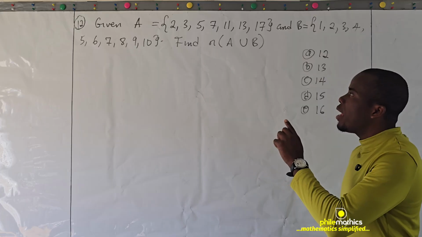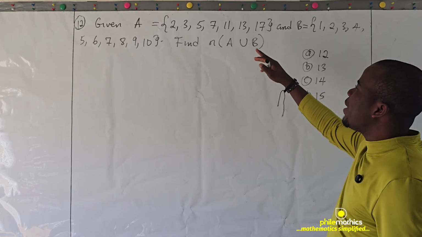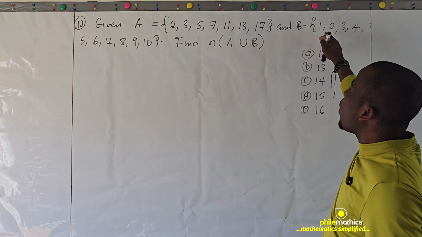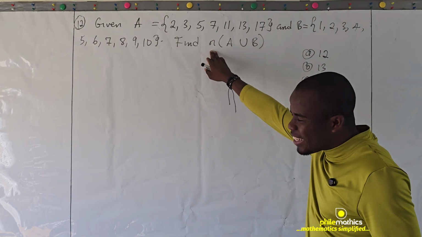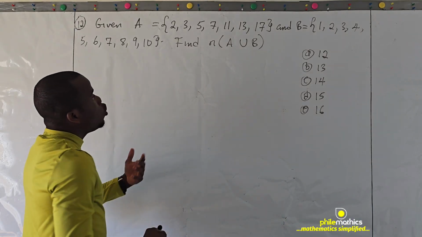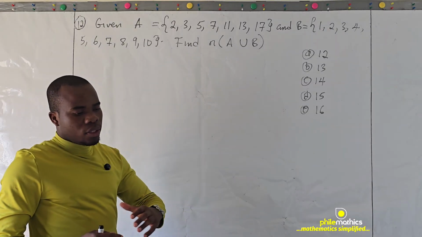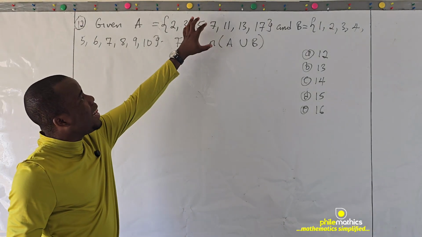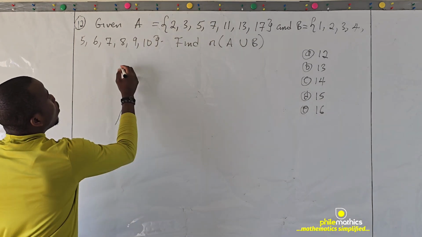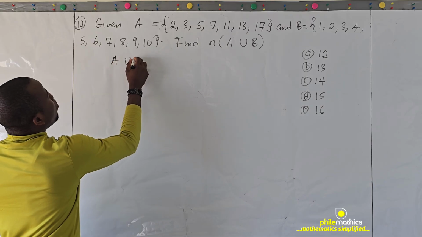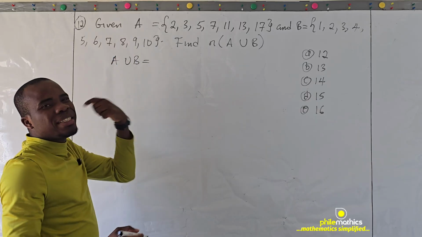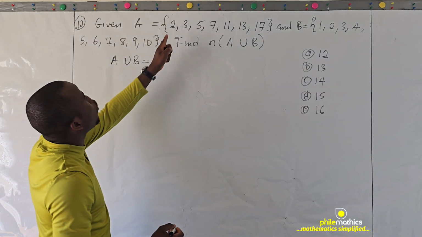Given A as 2, 3, 5, 7, 11, 13, 17, obviously these are prime numbers, and B as 1 to 10. Find the cardinality of A union B. Remember what union is. Union of two sets is the collection of the elements of the two sets without repetition. And so A union B is simply listing out what you see here with what you see here without repeating any of them, because some of them are in both, like 2, 3 are in both.